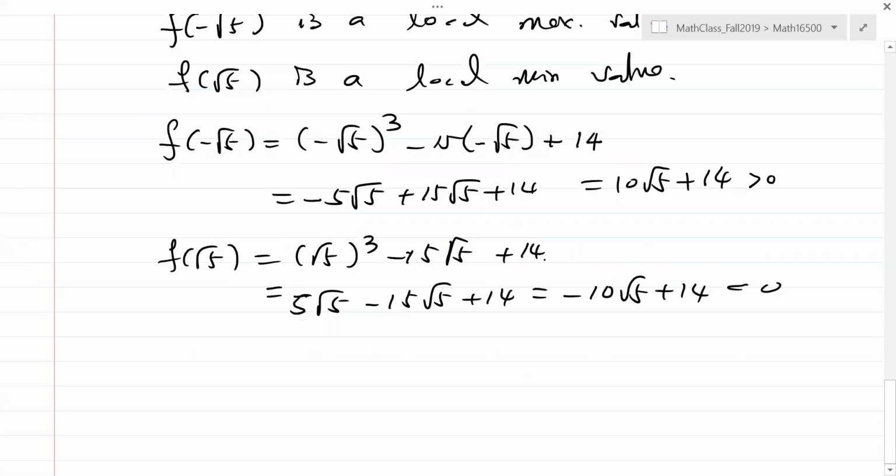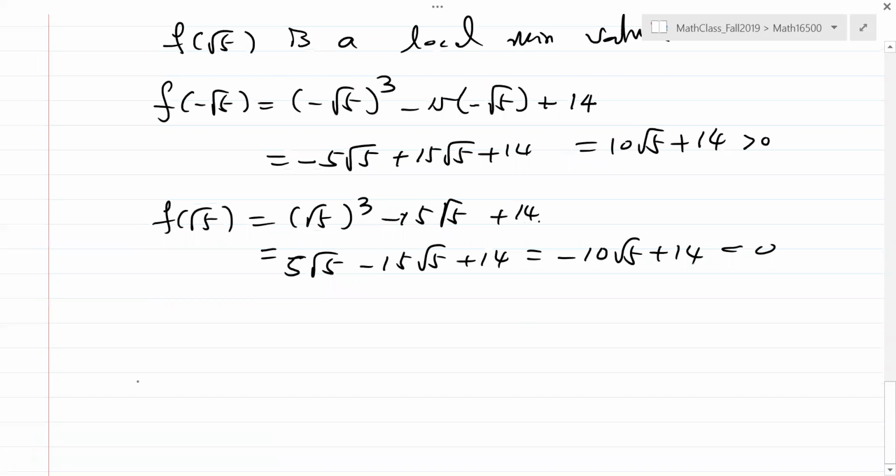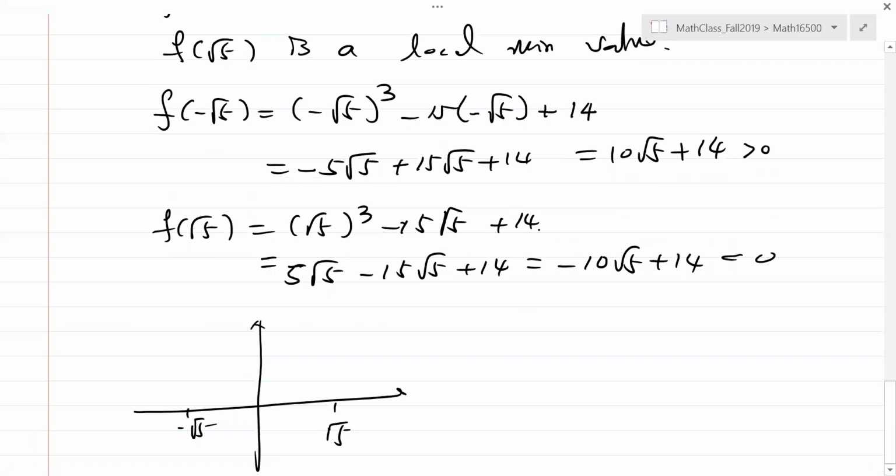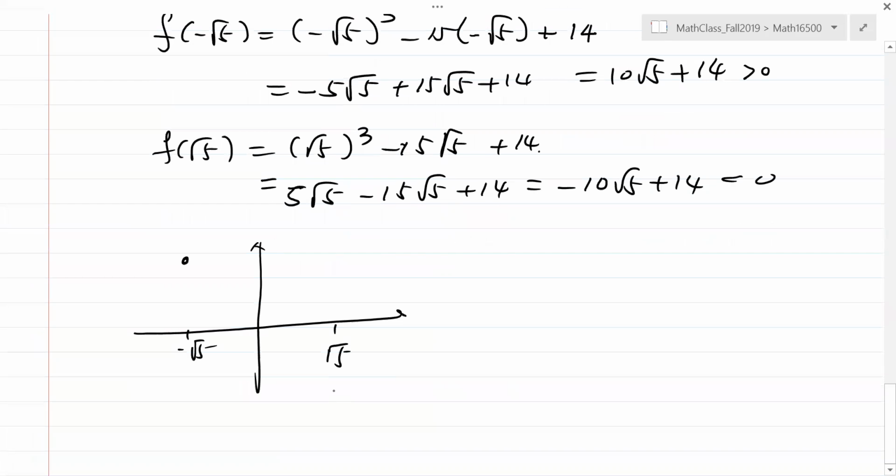Now, if you really want to draw the graph, you can do that right now. This is negative square root of 5. This is positive square root of 5. When x is negative square root of 5, you get some number here. It's positive, right? And this point will be negative. So the graph looks like that.